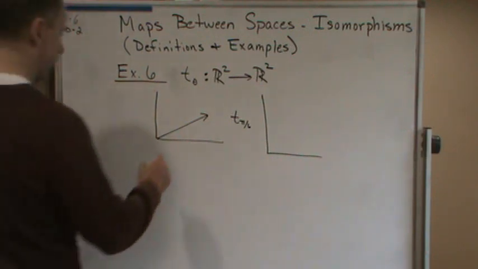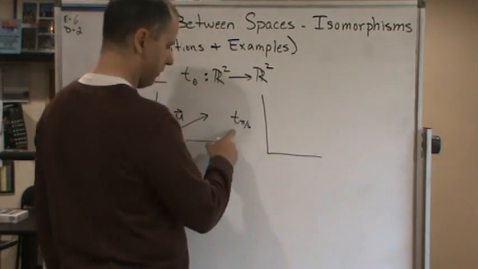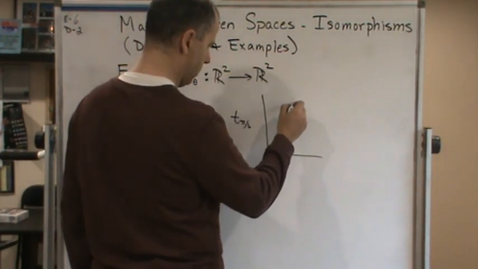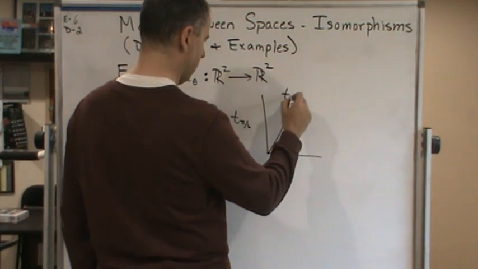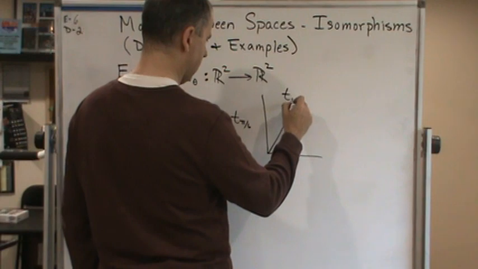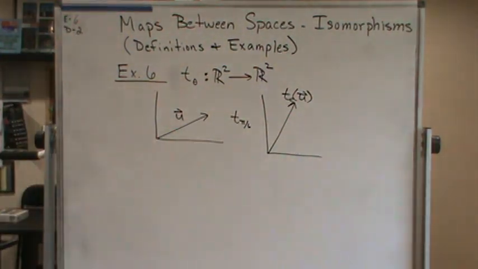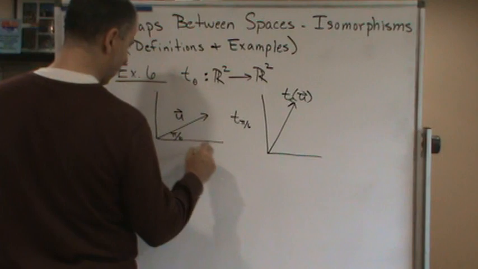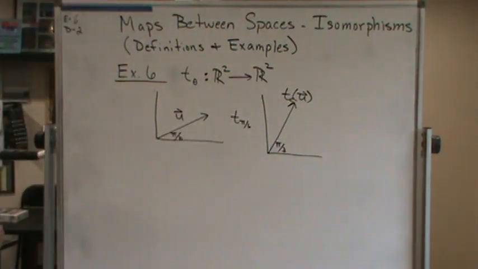Okay, so if this is the vector u, then this mapping would rotate it 30 degrees, and so this would be T of u. So if this is pi over 6, this would be pi over 3 now.